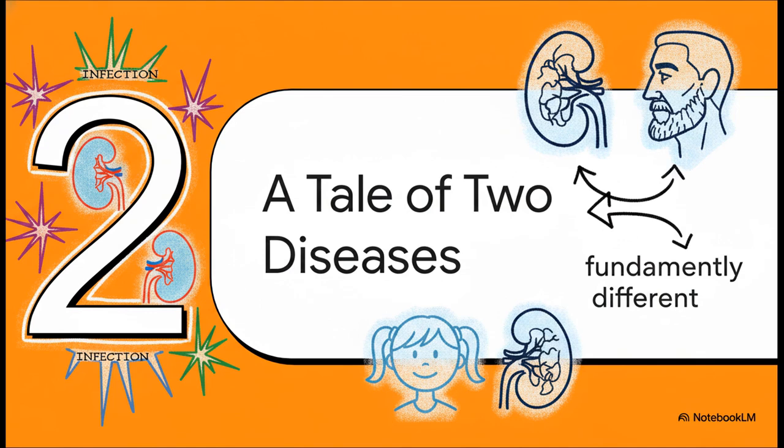Now here is the absolute central point of this whole discussion. I really want you to get this. Even though they both start with an infection, childhood post-strep GN and the adult infection-related GN are fundamentally different diseases. They are not just different aged versions of the same thing. So let's start breaking down exactly why that is.